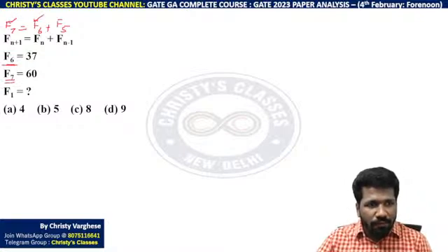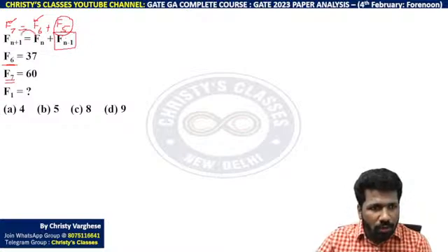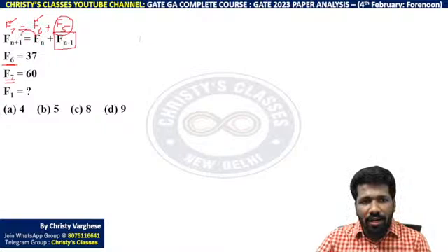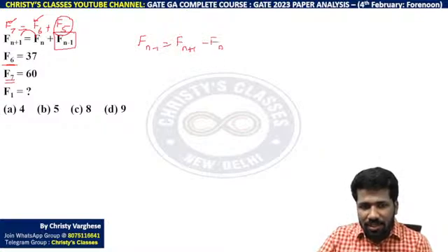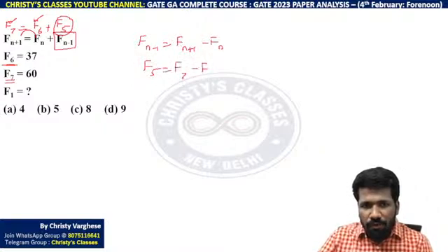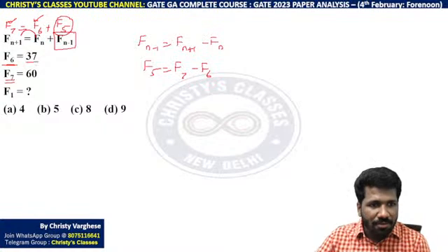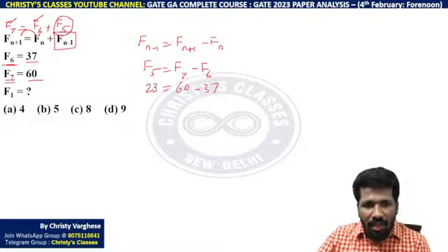We know f of 7 and f of 6. That means from that you can find f of 5. Are you understanding? Or we can rearrange this equation: f of n minus 1 is equal to f of n plus 1 minus f of n. You can write f of n minus 1 is equal to f of n plus 1 minus f of n. That means to find f of 5, you can just do f of 7 minus f of 6. Did you understand this? f of 7 and f of 6 we know. That is 60 minus 37. 60 minus 37 is 23. f of 5 is 23.